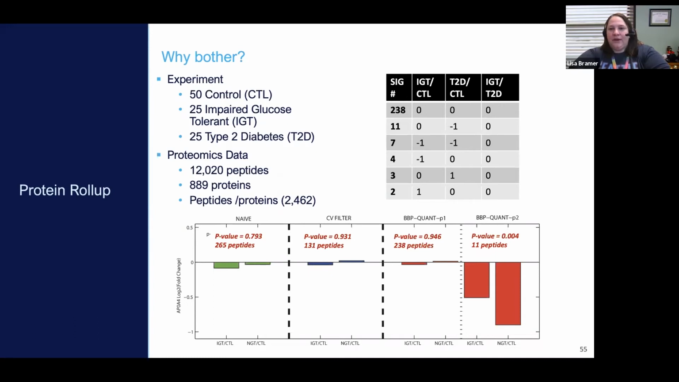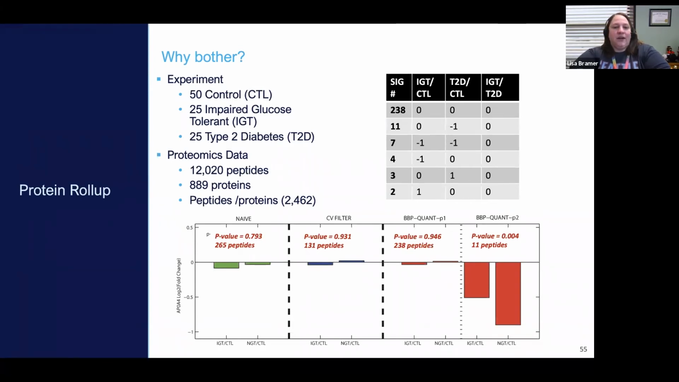And 238 of those are just straight zeros across, meaning you don't see any sort of differential expression in those peptides. But there are 11 peptides where you see that the control group is up-expressed compared to the type 2 diabetic group. And you can see the other patterns and their frequency below as well.